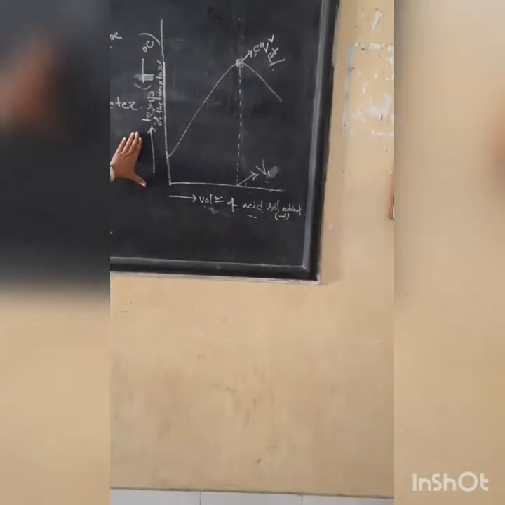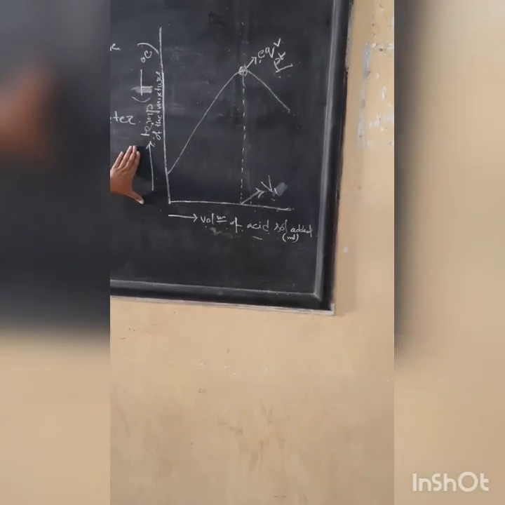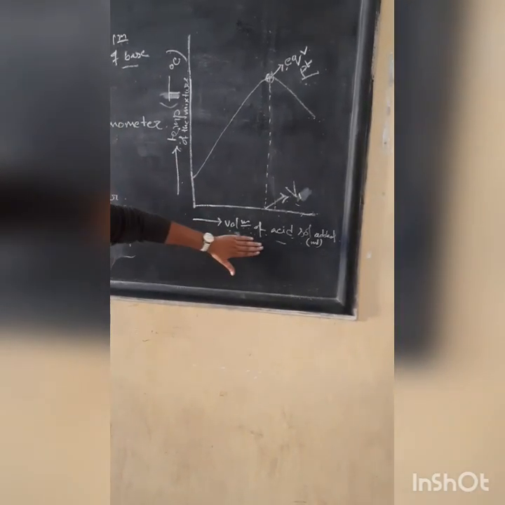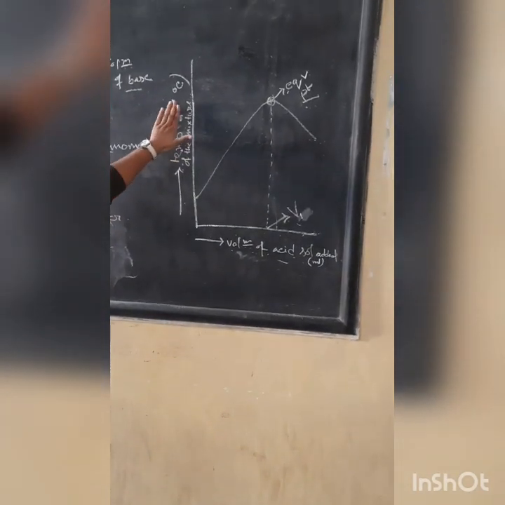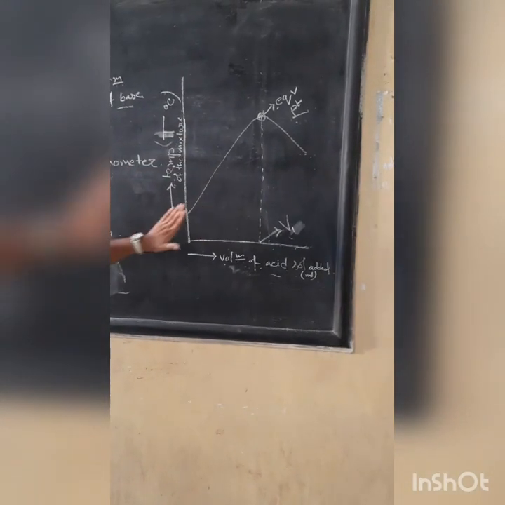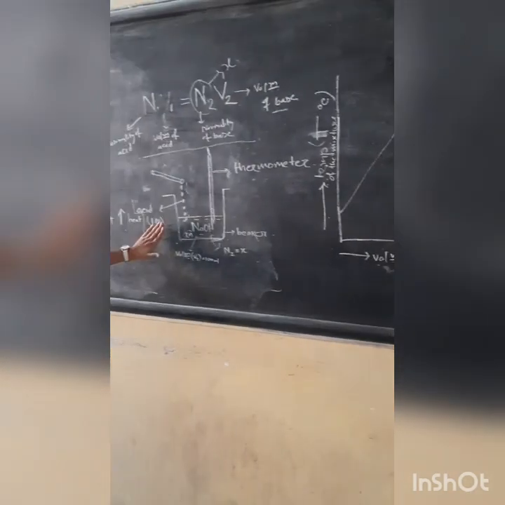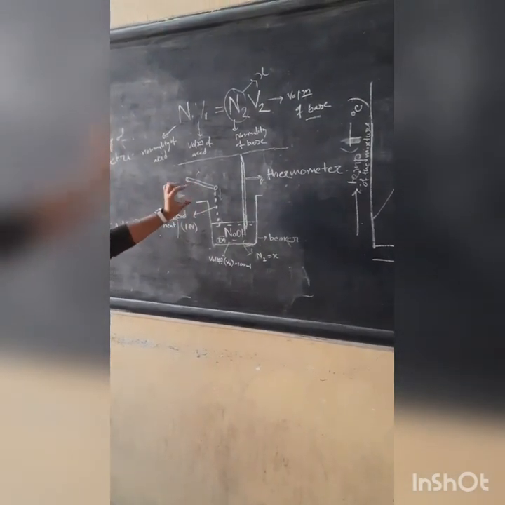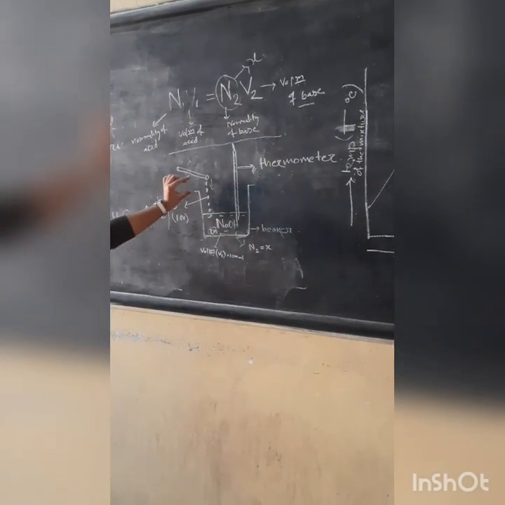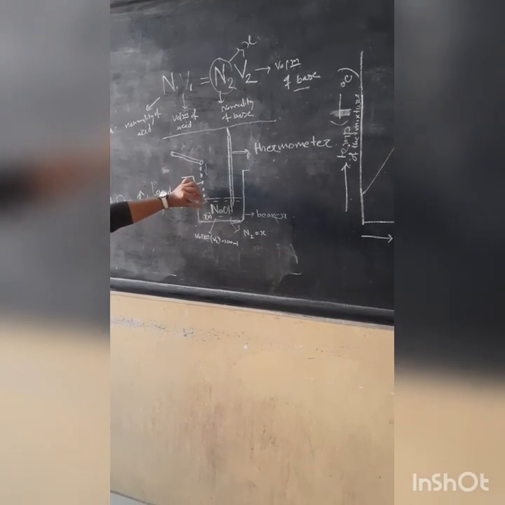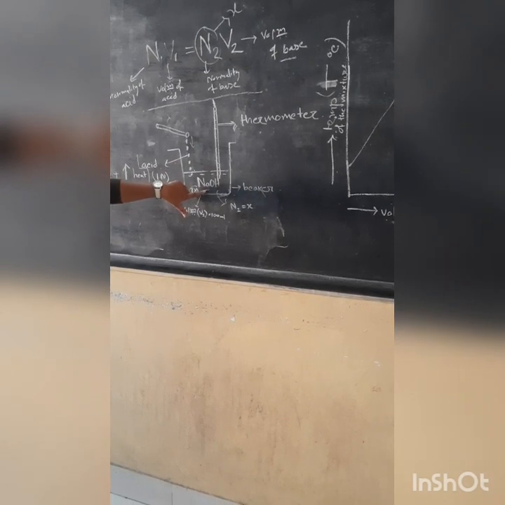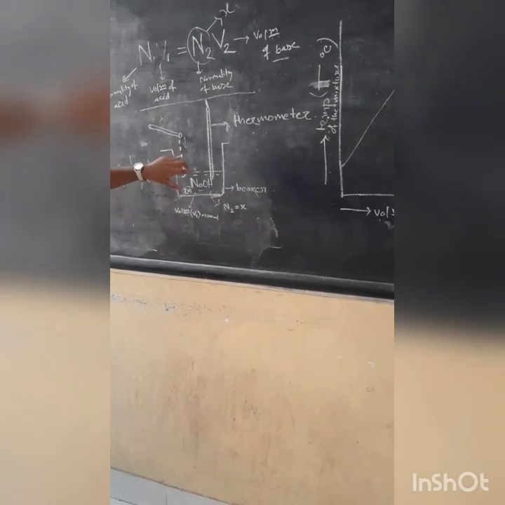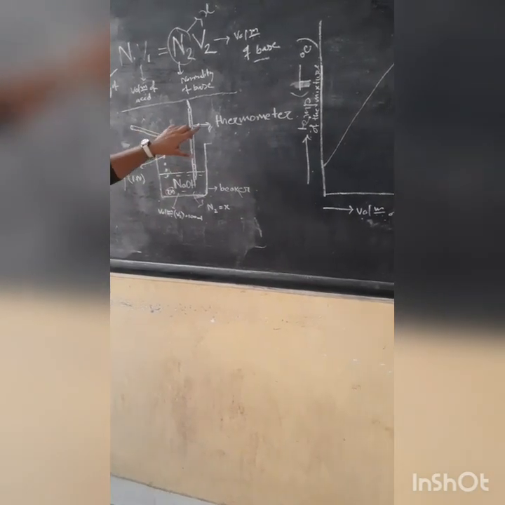A data plot is volume of acid solution added with the temperature of the mixture. So what we have to do, we have to add successive volumes of acid to the known volume of NaOH solution and note down the respective temperature.